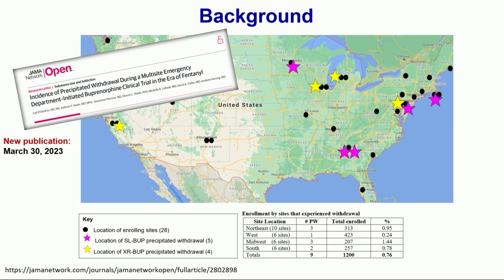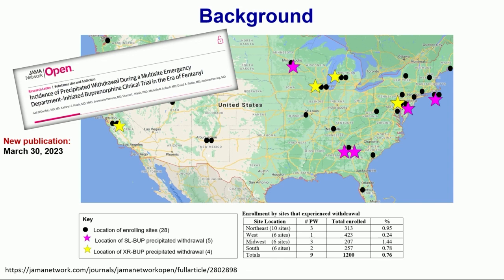It is a very small injection. It is good for around 7 days, and we are looking at the difference between the use of induction in both of these types of formulations and patients' abilities to get to treatment. But during that trial, what we found and published in the first 1,200 patients is that even in this era of fentanyl, we only had 9 cases of precipitated withdrawal.